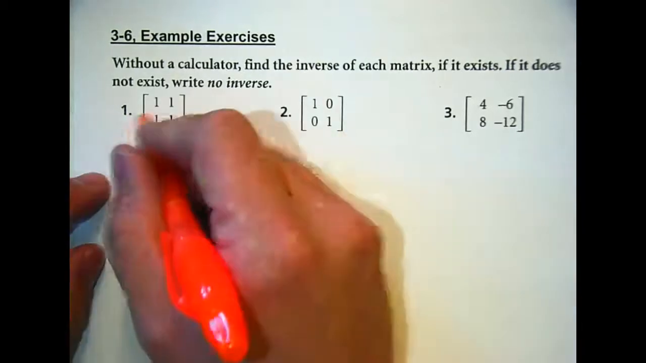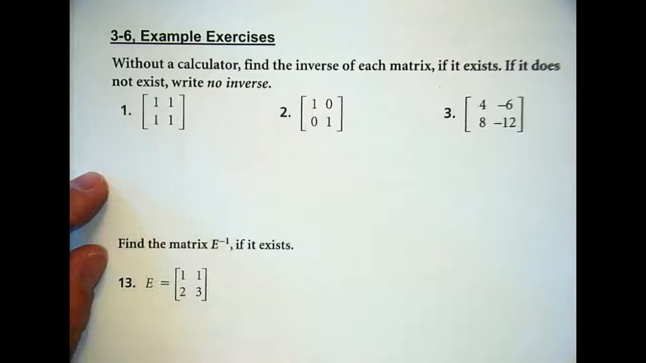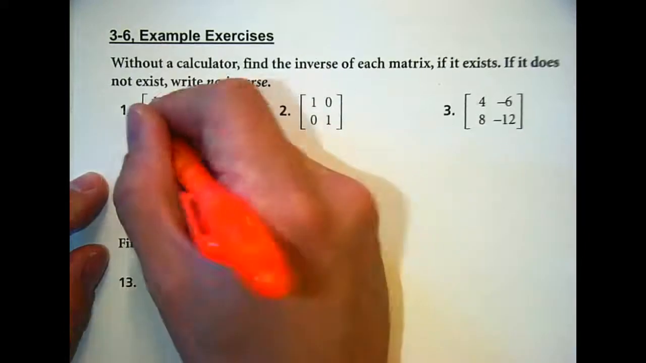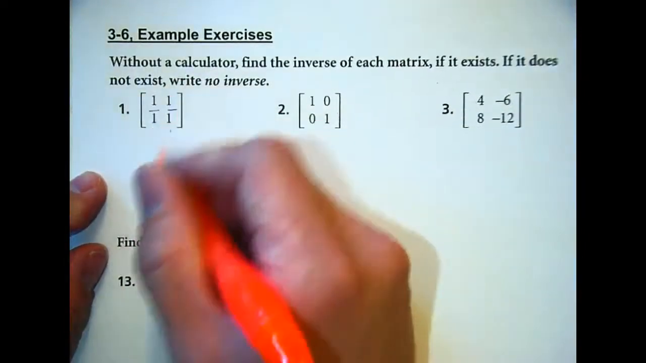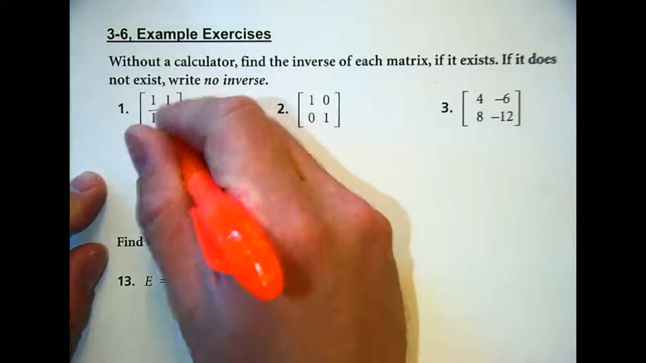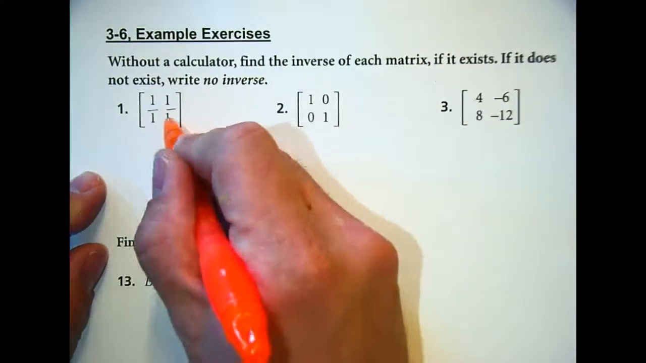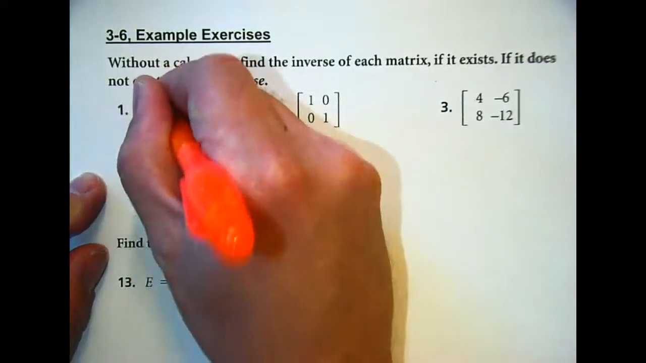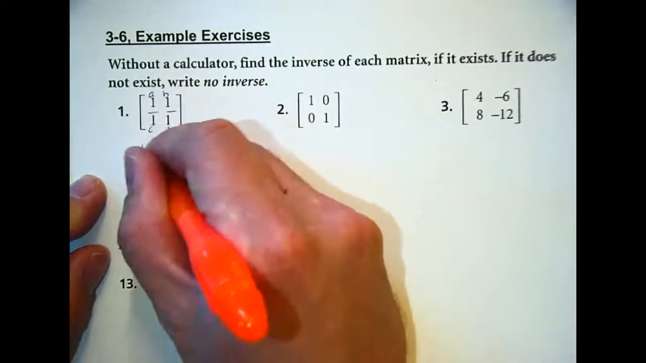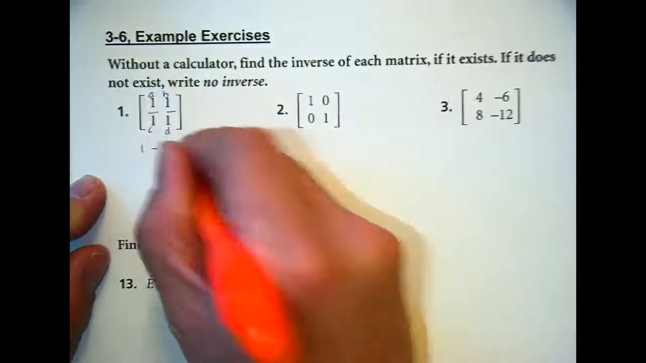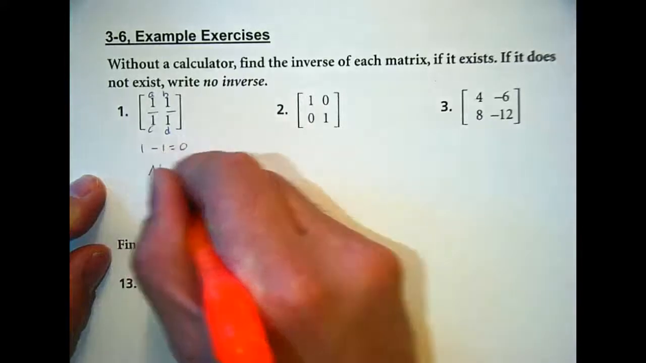Okay? So on number 1 here, does it have an inverse? No. If I just compare the fractions real quick, 1 over 1 equals 1 over 1, that gives you no inverse. If you wanted to do, this is A, B, C, D. A times D is 1. C times B is 1. 1 minus 1 equals 0. No inverse here because it equals 0.